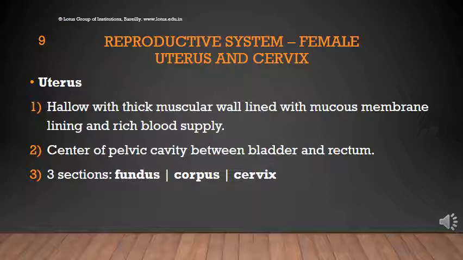Okay, next is three sections: fundus, corpus, and cervix. The uterus has three sections known as fundus, corpus, and cervix, as you can see here in the diagram. So this is all about the uterus. And what is the function?